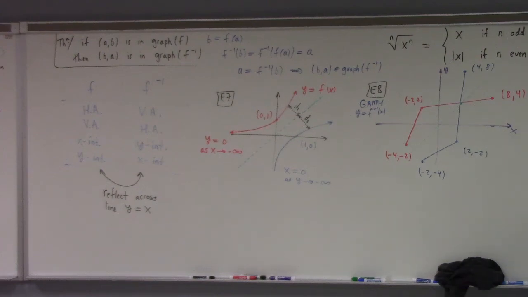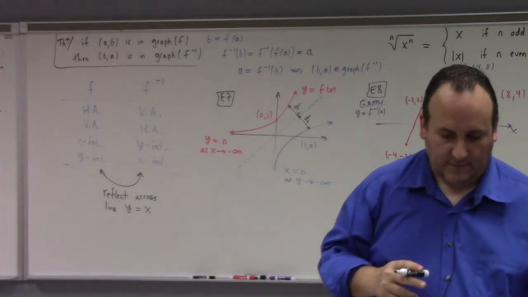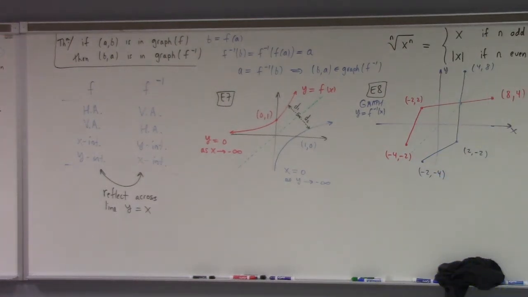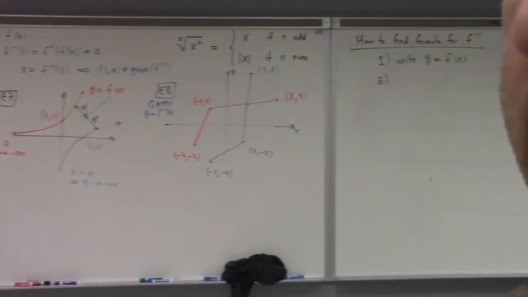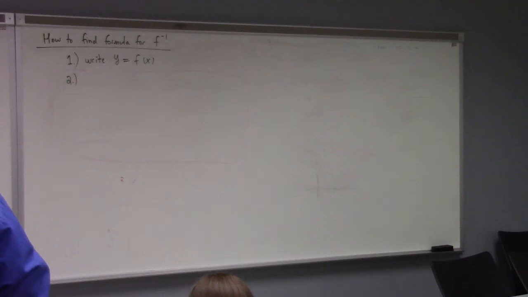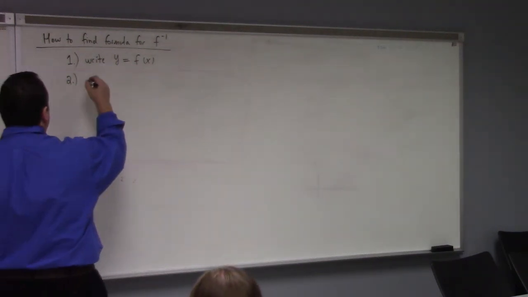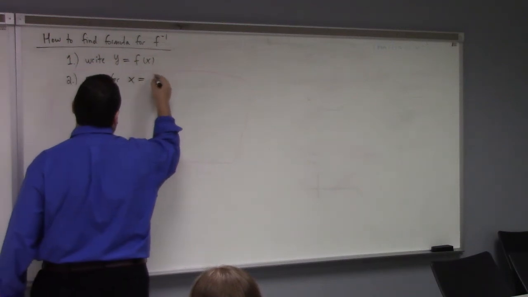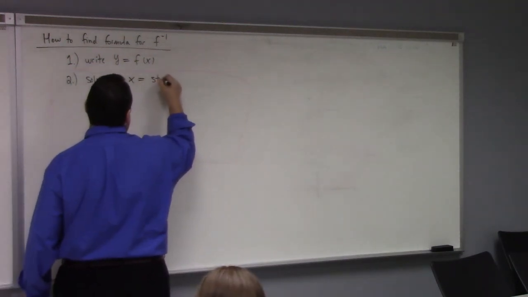Step number 2. All right. Step number 2 is solve for x. Step number 2, solve for x. And I'm going to say solve for x equals stuff in y, all right?